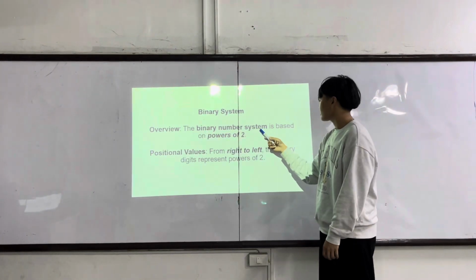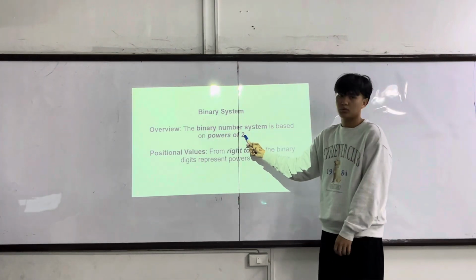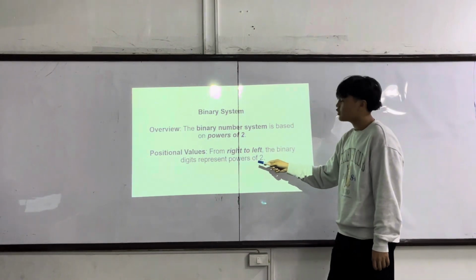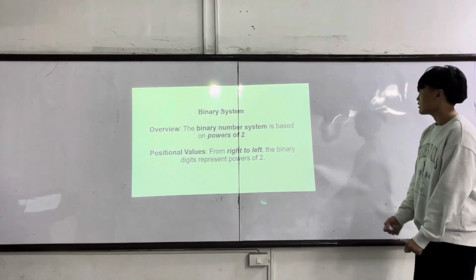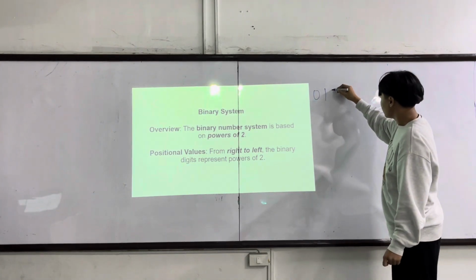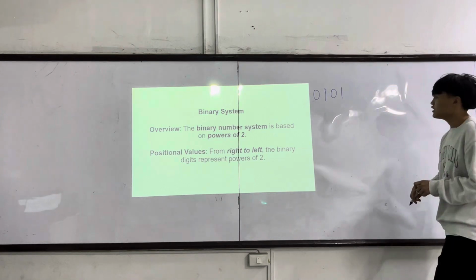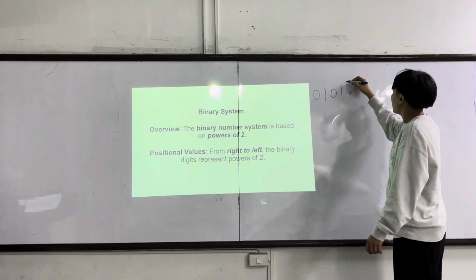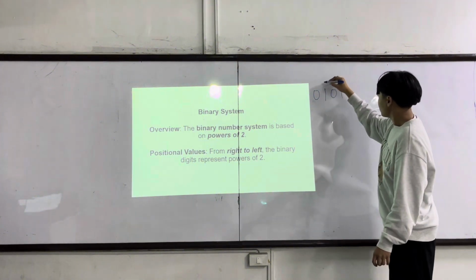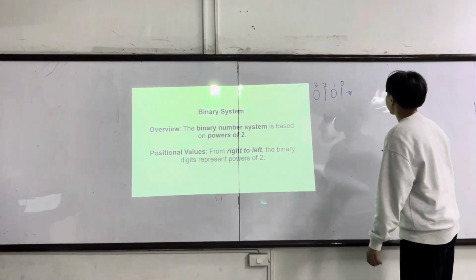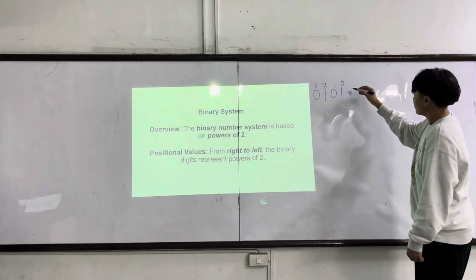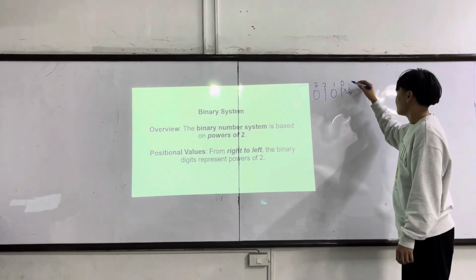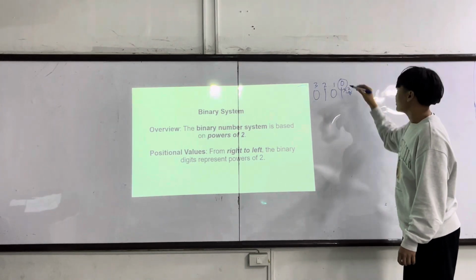Next is the binary system. The binary number system is based on the powers of 2. From right to left, the binary digits represent powers of 2. Let's have an example: 0, 1, 0, 1. Each bit is assigned a number, and you start counting from 0, then 1, 2, 3, and so on. Then we multiply each bit by 2, and the exponent of each bit is its assigned number.